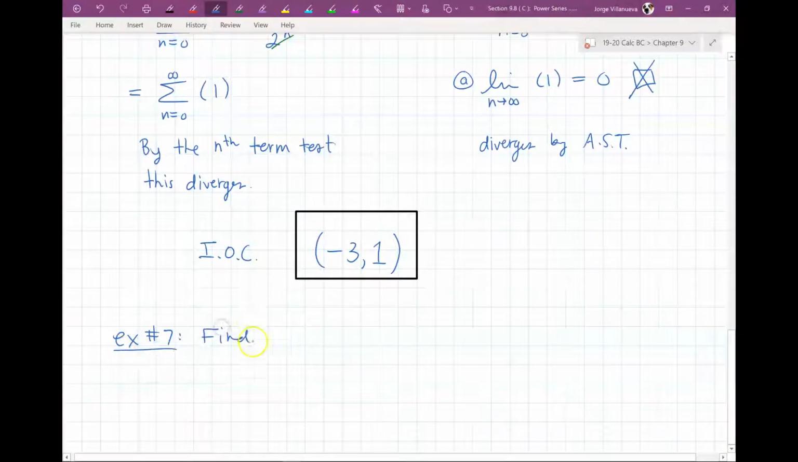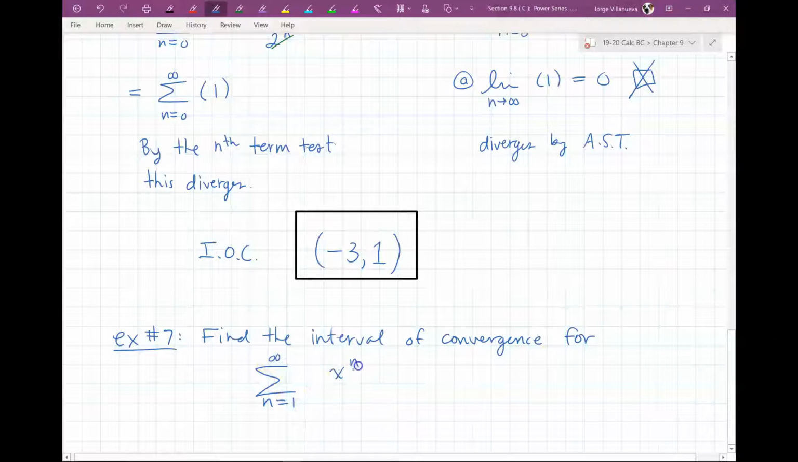So find the interval of convergence for the sum as n goes from 0 to infinity. Actually, it's supposed to be 1. I'm sorry. 1 to infinity of x to the n over n squared.